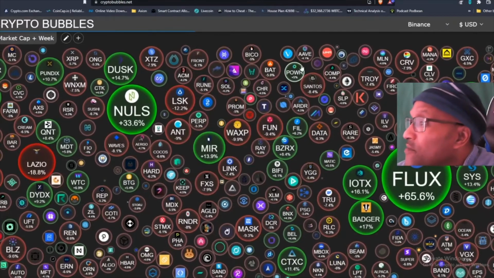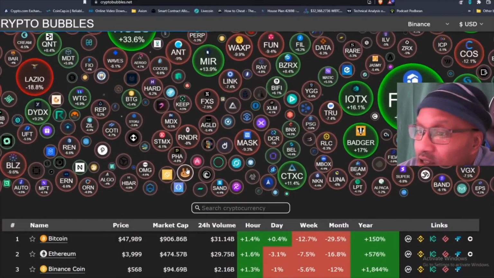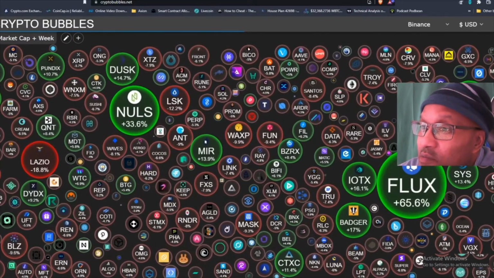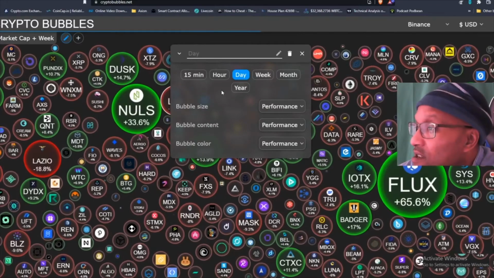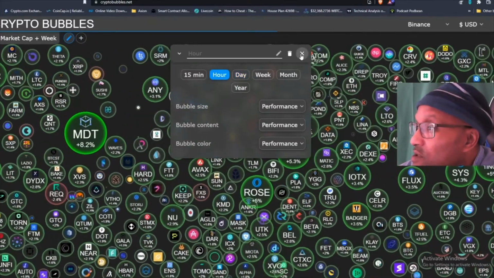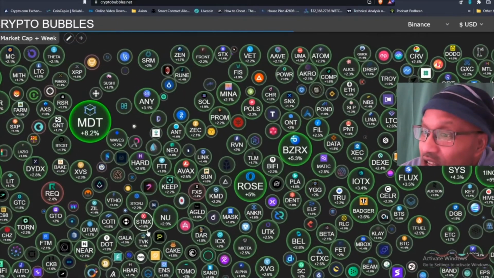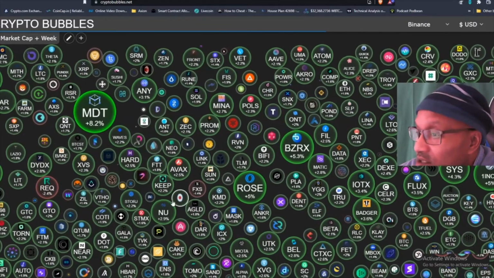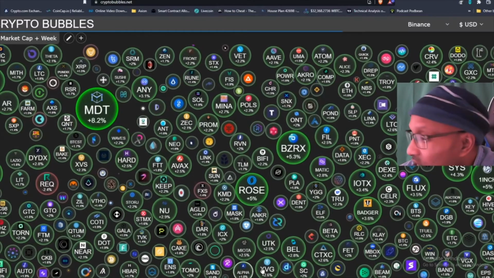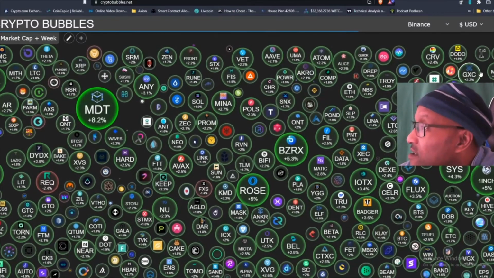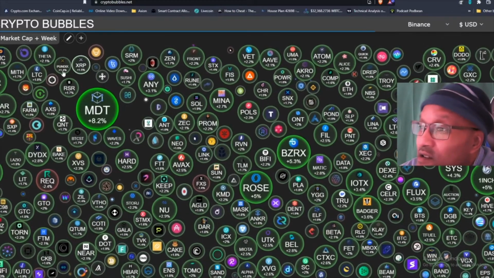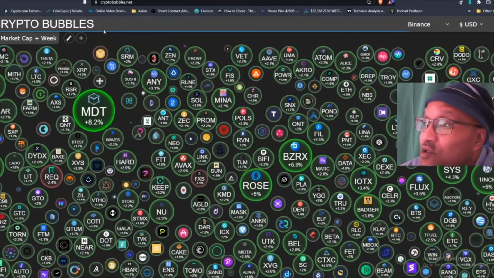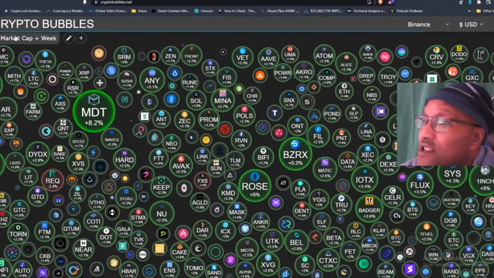I don't see too much else. Everything else is either brown or red. So everything's kind of holding. Market cap plus the week. This is by the day. We can even go by the hour. Let's see what's happening by the hour. So things are making moves on Binance Chain by the hour. Things are up, but they're all like 1%, 2%. Nothing major there. So that's Crypto Bubbles, you guys. Make sure you check that out. CryptoBubbles.net.